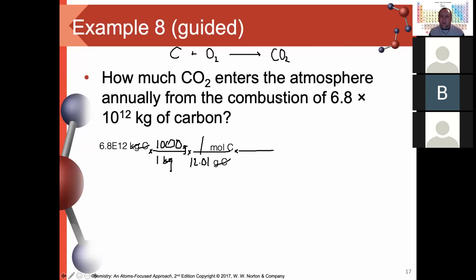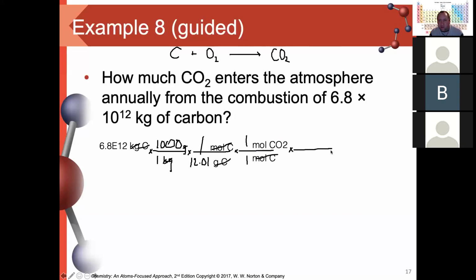And so I need to turn my moles of carbon into moles of carbon dioxide. Once again, I need my balanced chemical equation. The balanced chemical equation says that each of those is a 1. 1 mole of carbon for 1 mole of carbon dioxide. My moles of carbon cancel.